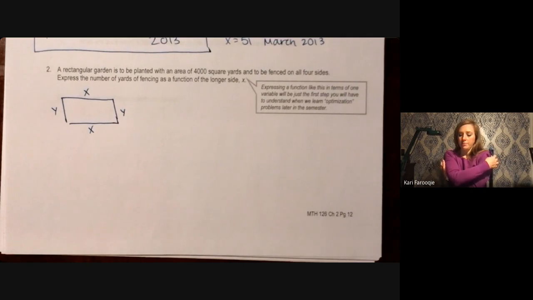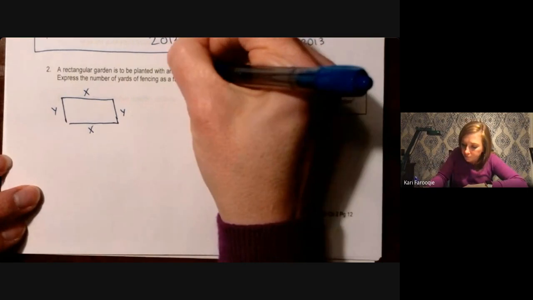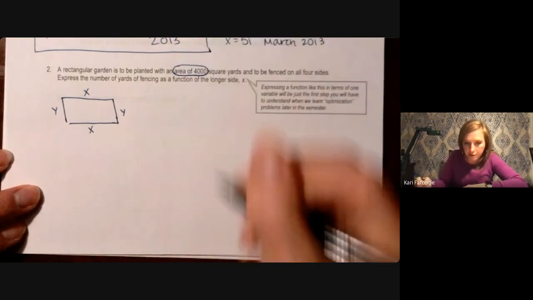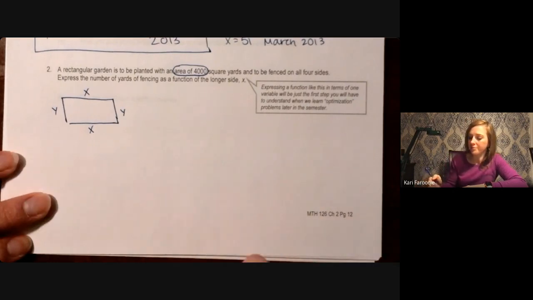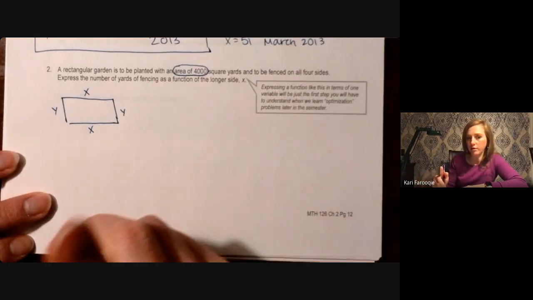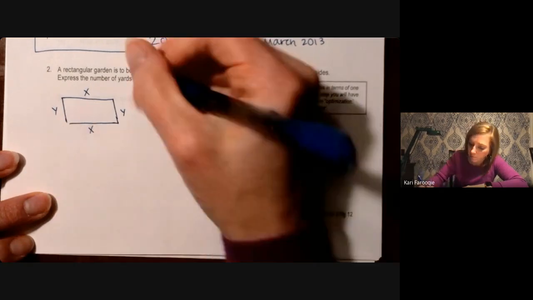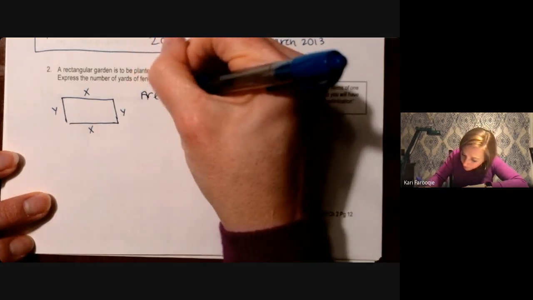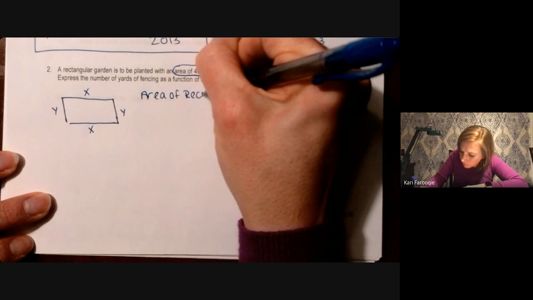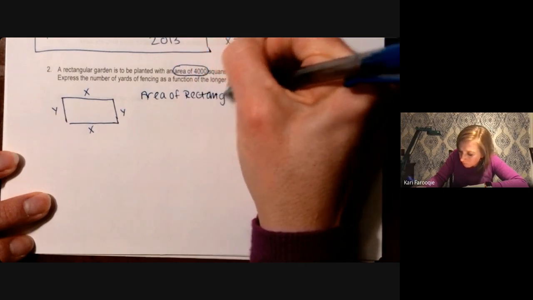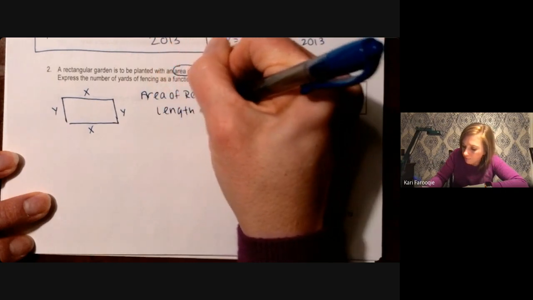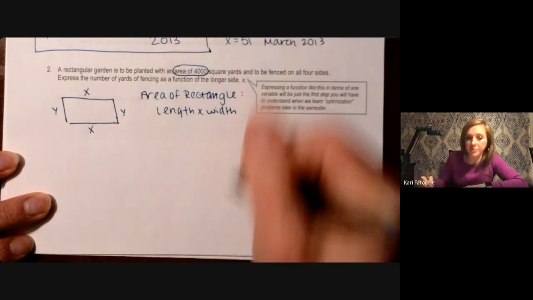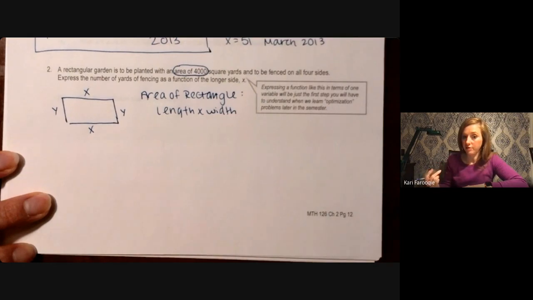The area is 4,000 square yards. That's important. We need to talk now about the area of a rectangle, so we're going to start writing equations here. The area of a rectangle is x times y, length times width. So the area of a rectangle is length times width. And in our case, we have these labeled as x times y.